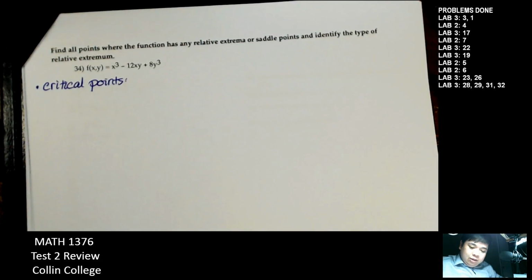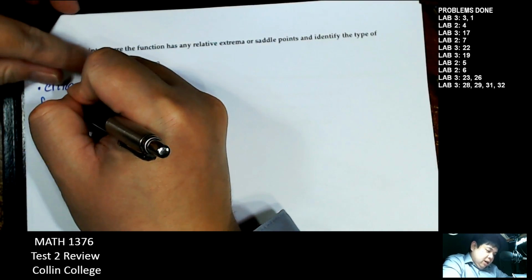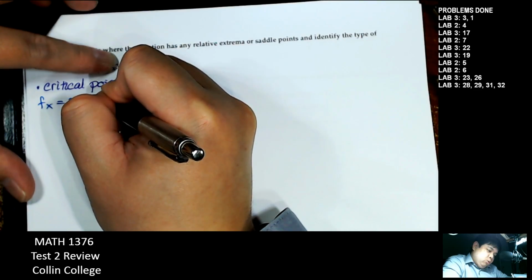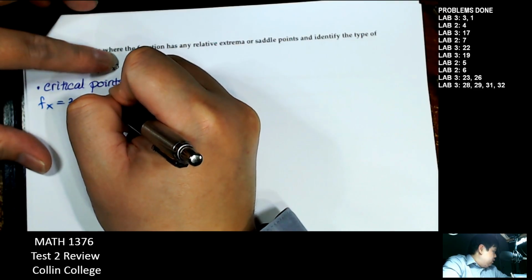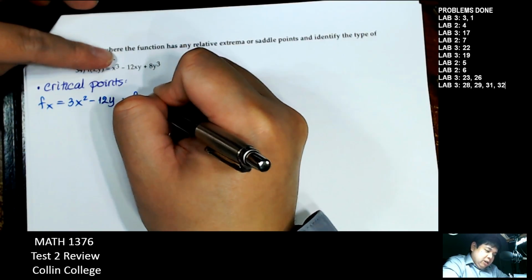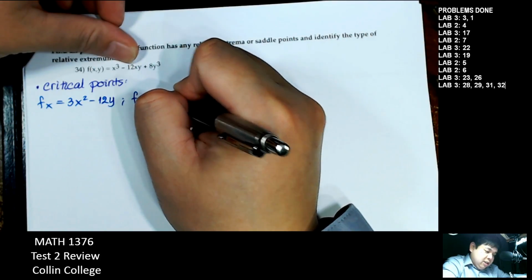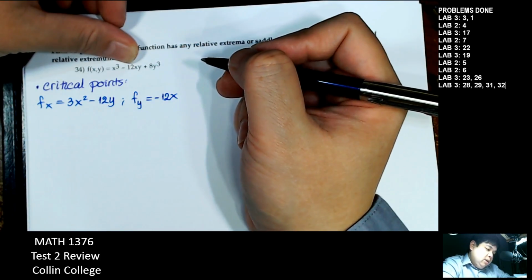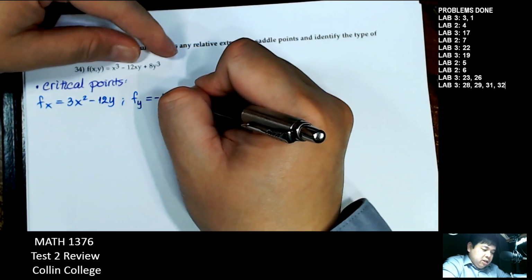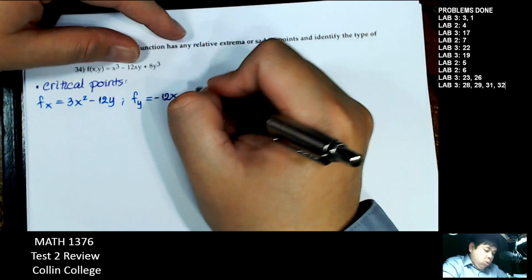Right. The derivative with respect to x: 3x squared minus 12y. The derivative with respect to y: negative 12x, since y is a constant. Derivative with respect to y, x is a constant, plus 24y squared.